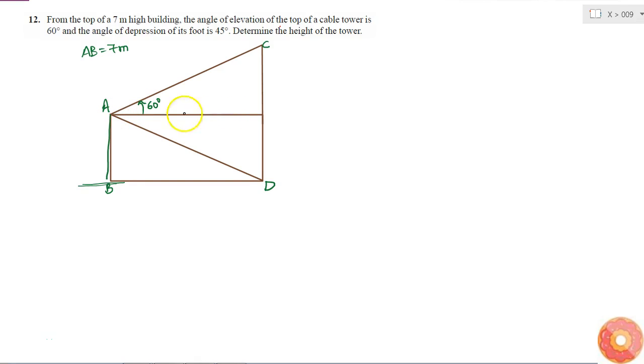The angle of elevation is always measured with respect to a horizontal line. So this line, I'll call it AE. It is parallel to BD. So AE is parallel to BD, and AE is equal to BD. And the angle of depression of its foot is 45 degrees. That means from this point, the angle of depression of the foot of the tower is angle for D. This is 45 degrees. Correct.